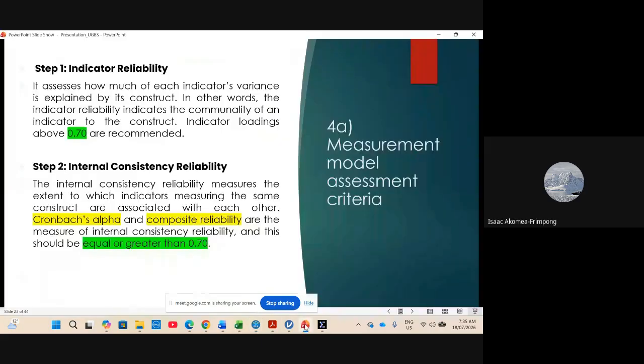One good thing about SmartPLS is that if your results, your indicators, are okay, they will come out as green. If they are not okay, they will come out as red. That means there's something wrong. Danger. That should also be 0.7 and above.